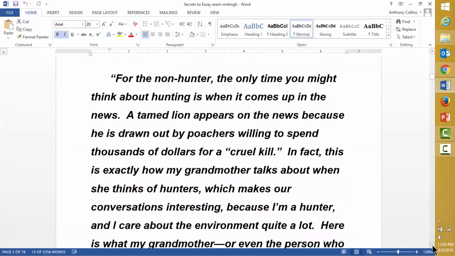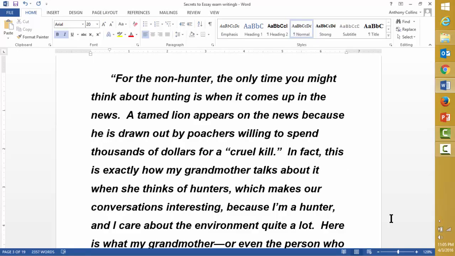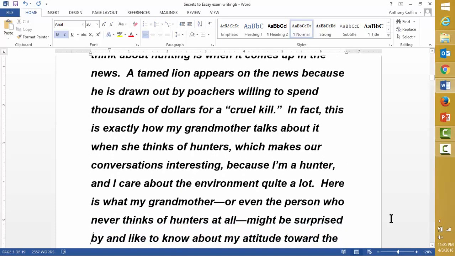Here's another one. For the non-hunter, the only time you might think about hunting is when it comes up in the news. A tamed lion appears in the news because he's drawn out by poachers willing to spend a few $1,000s for a cruel kill. In fact, this is exactly how my grandmother talks about it, I should say, when she thinks of hunters, which makes our conversations interesting because I'm a hunter and I care about the environment quite a lot.